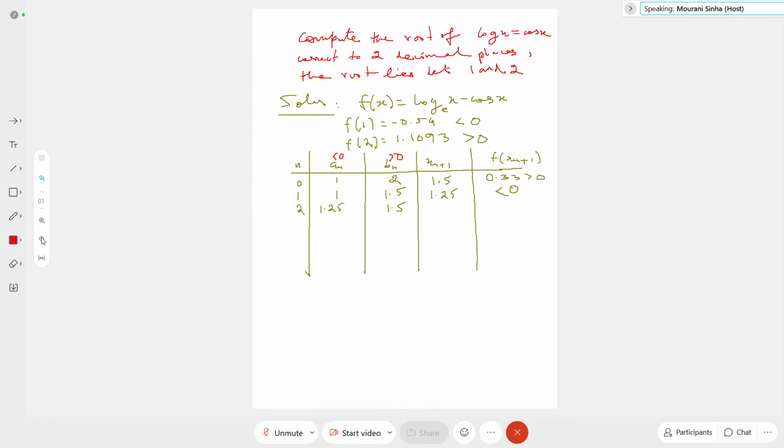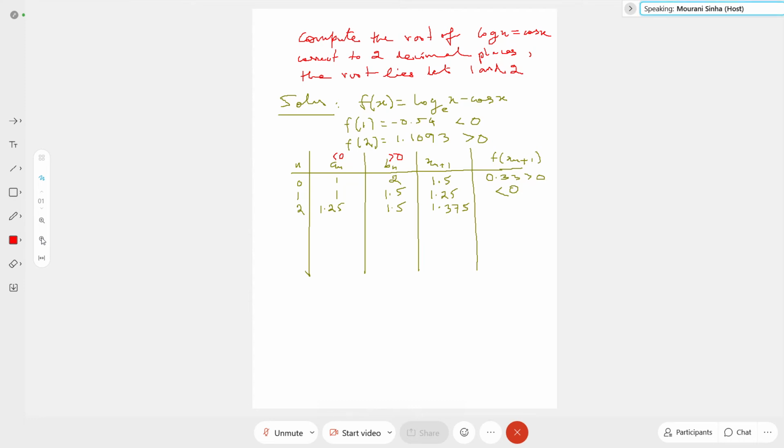What will be the... Sweta? 1.375. Please mute yourself. Whoever is there, mute yourself. 1.375. Okay. Yes, that's the middle point of 1.25 and 1.5.